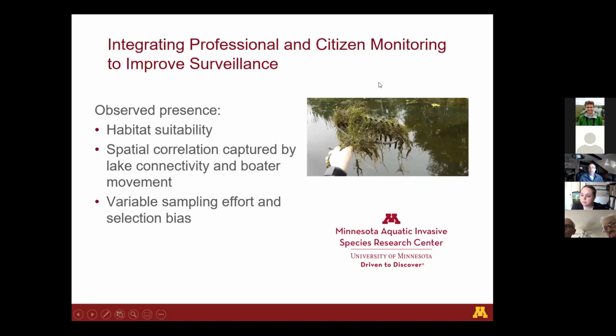I just want to briefly highlight that Dan Larkin and I have a new project that just started, funded by MACERC, to try and build an integrated modeling framework for doing just this. We're going to try and have a model that captures habitat suitability and spatial correlation in aquatic invasive species distributions due to lake connectivity and boater movement, but also try and address issues related to sampling effort and selection bias, in that we're more likely to sample lakes that are likely to have been invaded by aquatic invasive species. And so we're going to try and account for those efforts. That may be a talk for down the road in a couple years.